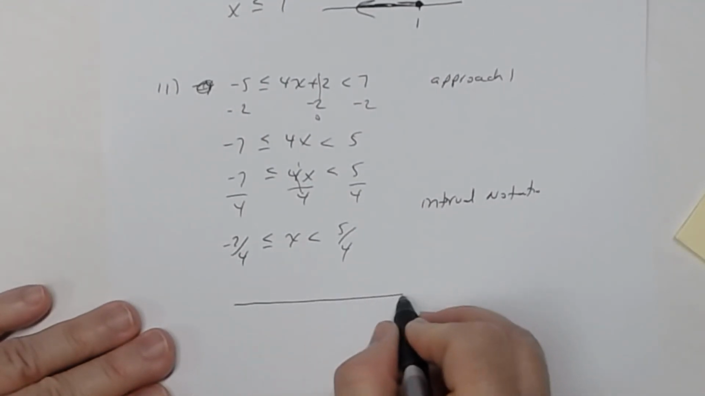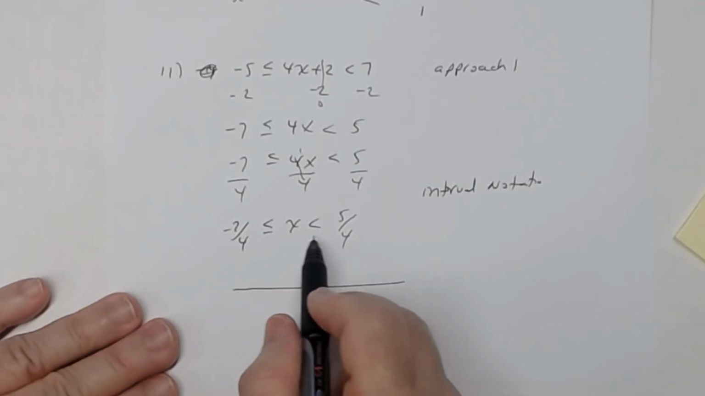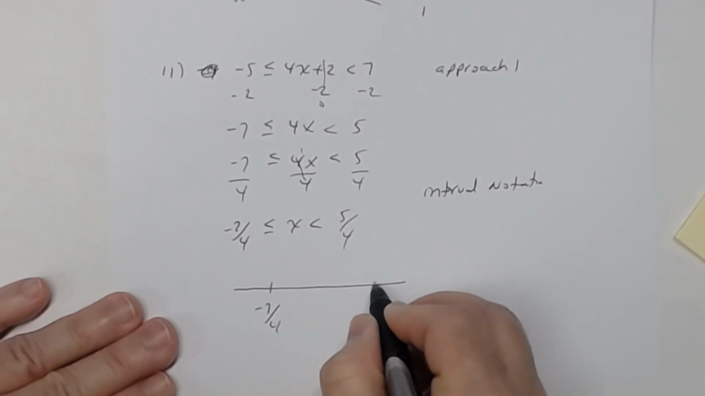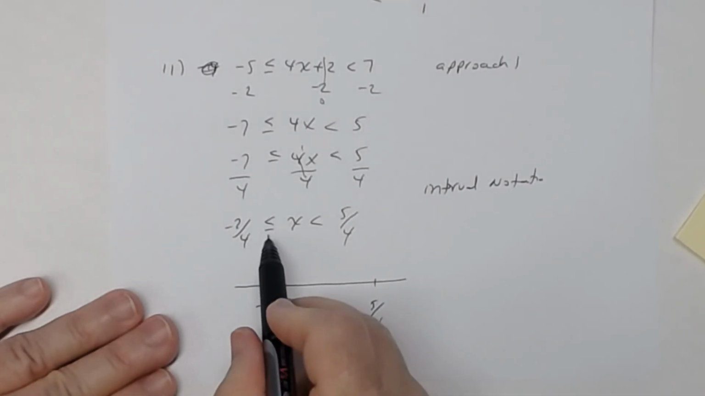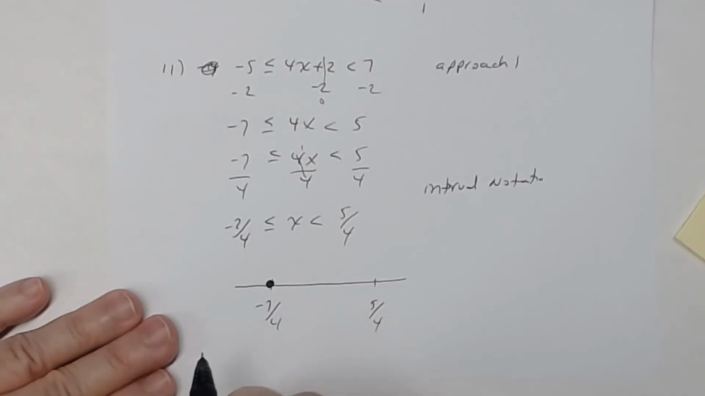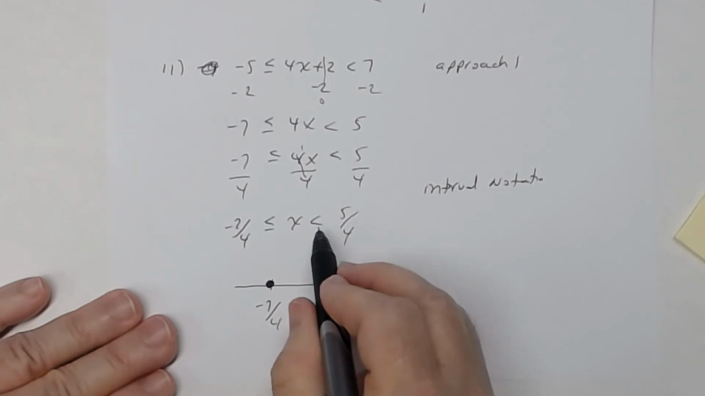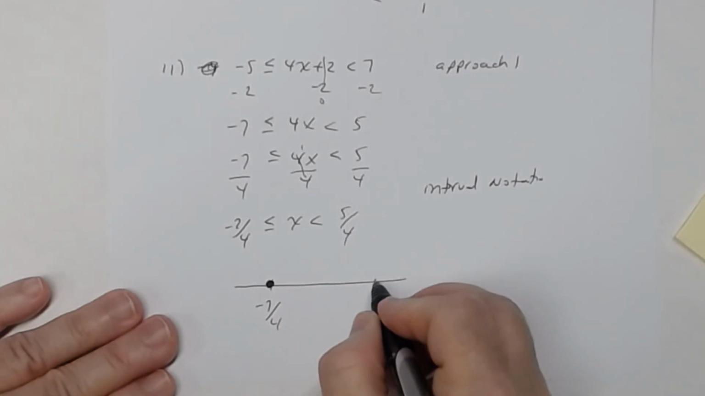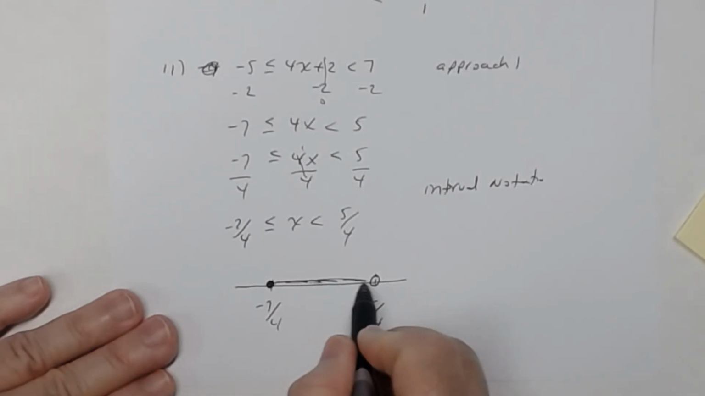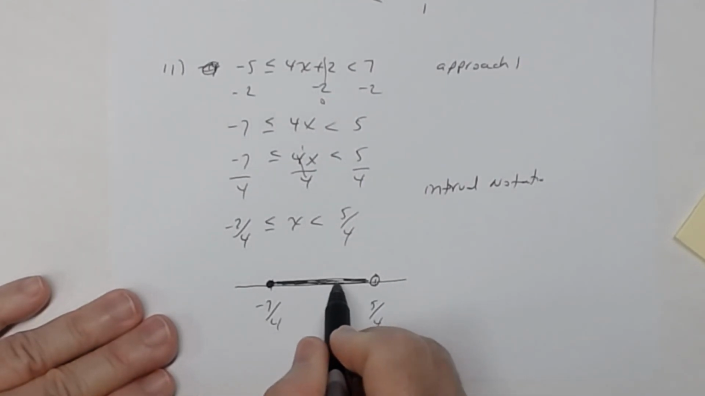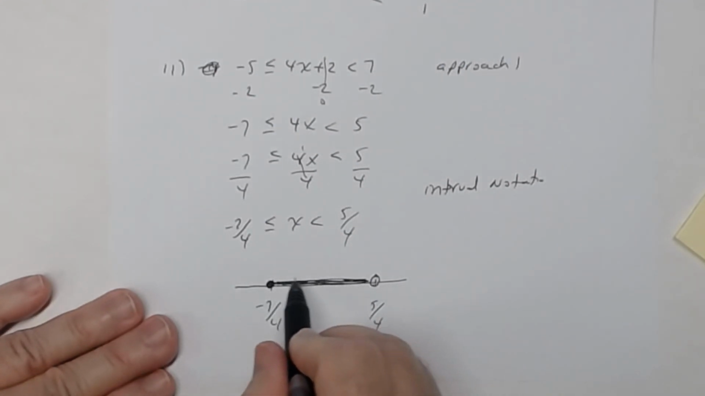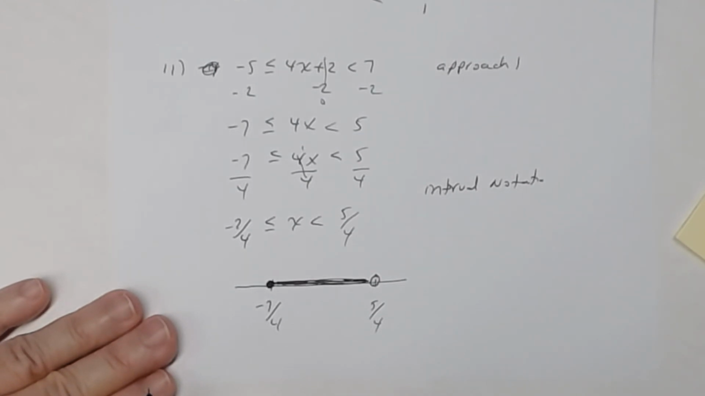think about this in terms of a number line. So you're going from negative 7 fourths to a positive 5/4. So let's say this is negative 7/4 and this is 5/4. Since there's an equal sign on negative 7/4, that means that negative 7/4 is a solution. Since there's no equal sign here on 5/4, that means 5/4 is not a solution. But every real number between them is. So you have an infinite number of solutions. All these numbers, whether they're rational or irrational, is a solution.